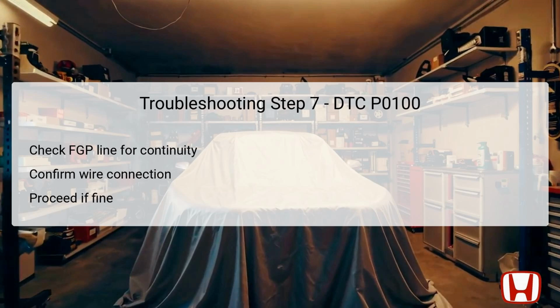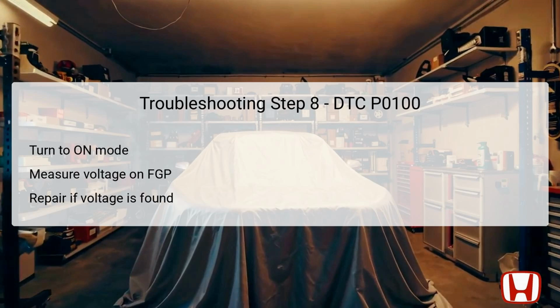In cases where no continuity is determined, technicians must locate and repair the open within the FGP wire to restore functionality, ensuring all connections are secure and able to transmit data effectively. Step 8 requires the vehicle to be turned to on mode to commence voltage measurement tests on the FGP wire.